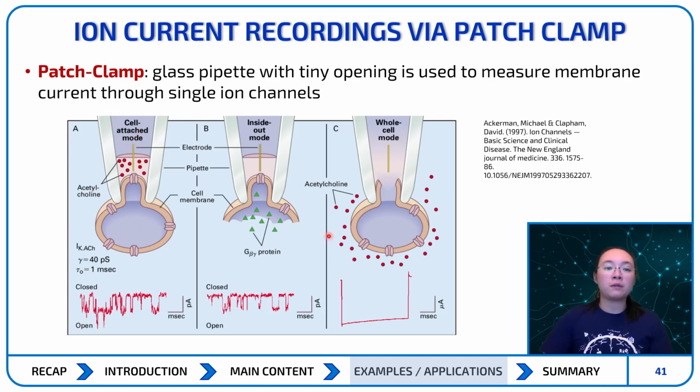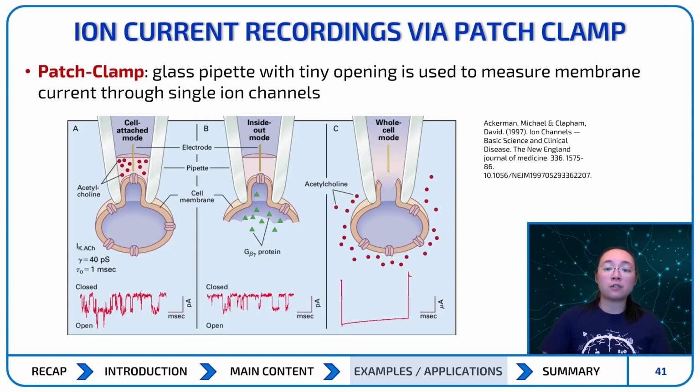But this picture shows three different ways that we can take measurements. It presents three different types of patch clamp measurement techniques for ion channel activity. And the red dots here are just acetylcholine as a sample neurotransmitter.